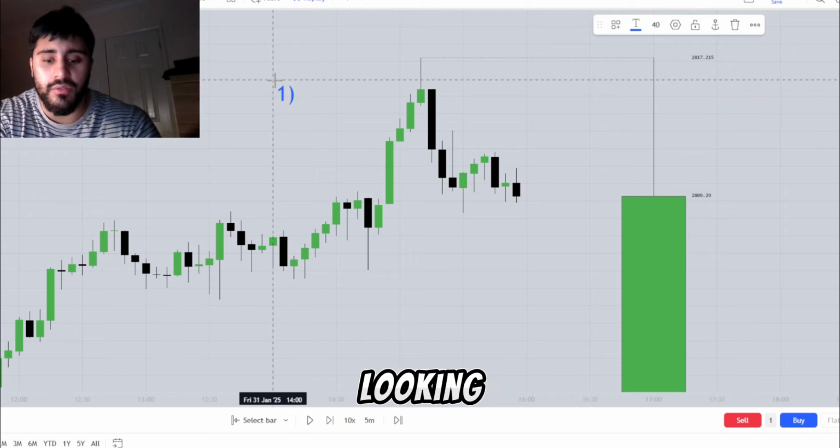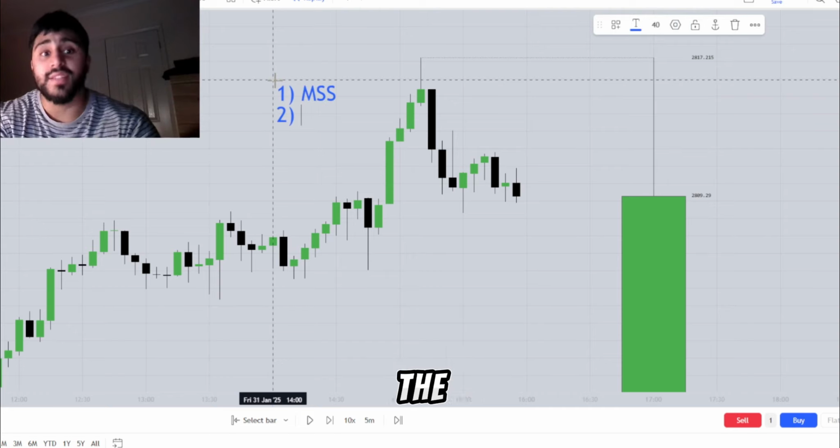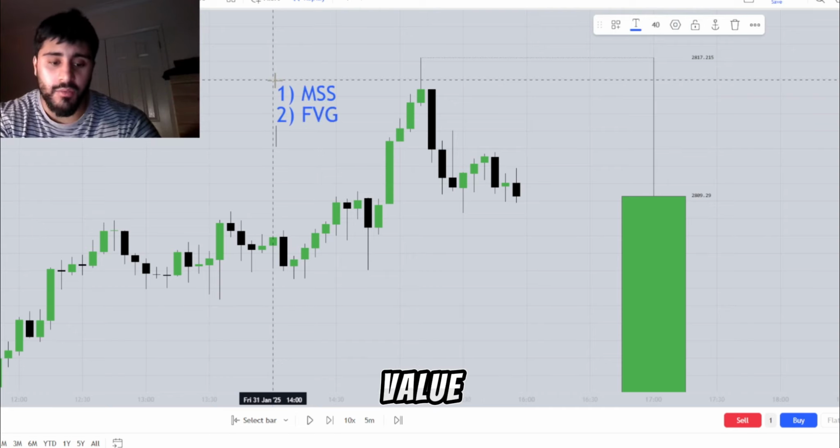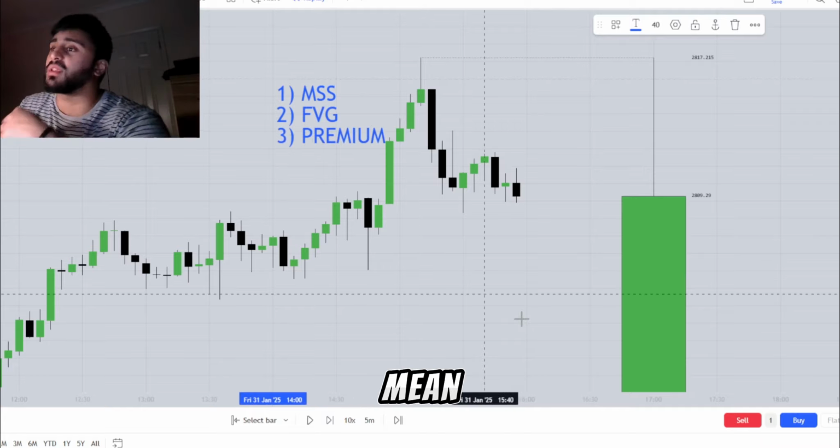The first thing is we're looking for a market structure shift, right? The second thing we're looking for is a fair value gap, right? And the third thing we're looking for is a premium. And we're going to be discussing what we mean by this.